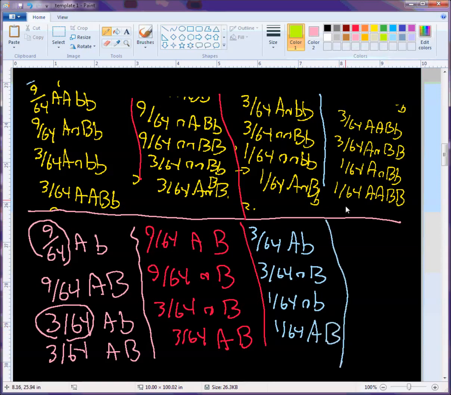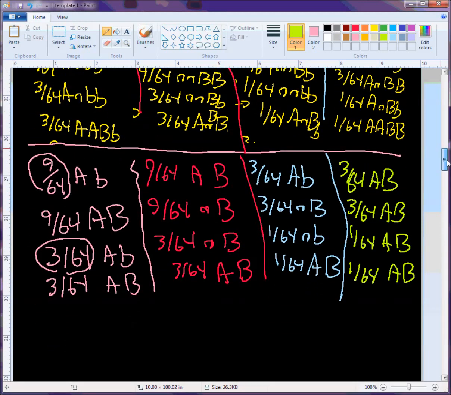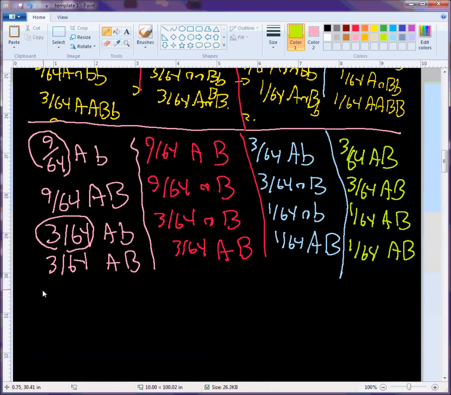And the last one, 3 out of 64, big A, big B. 1 out of 64, big A, big B. 1 out of 64, big A, big B. And I should probably point out that there's probably a shorter way to do this, but this works too.